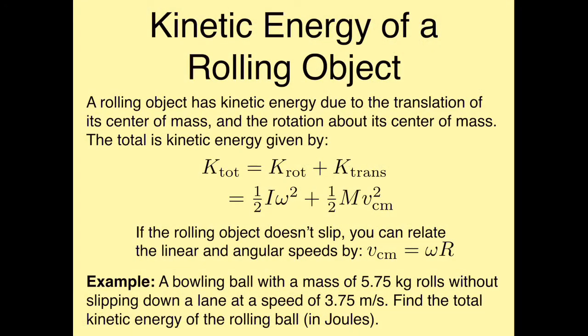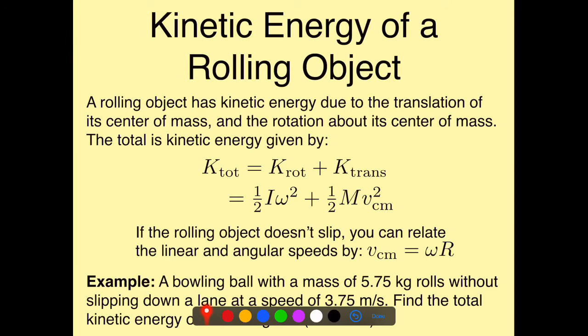Okay, so next, let's talk about the kinetic energy of a rolling object. A rolling object has two types of kinetic energy that we have to account for: translation and rotation. It has kinetic energy because the center of mass is moving from one place to another, and because it's rotating about its own center of mass. So the total kinetic energy of a rolling object would be the rotational part, K rotation, plus the translational part, K translation.